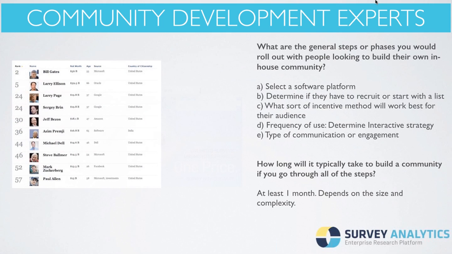Second thing would be to determine if they have to recruit or if to start with a list. So here's an example of a list of people. It would be kind of pretty awesome if we had Bill Gates as part of someone on our list that we can pick his brain about all sorts of stuff. But if you have a list, or if you need to start recruiting, we can help determine where is your starting point when launching your own community.